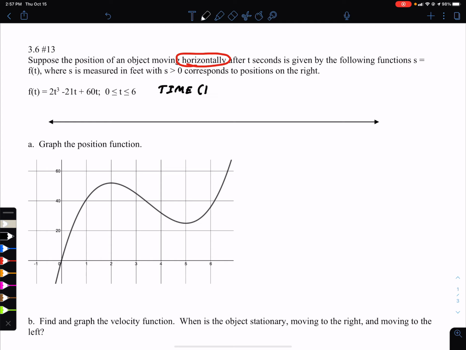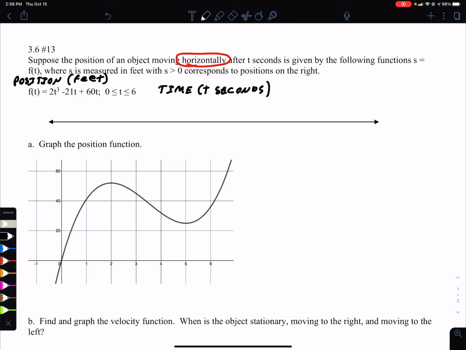Time, which is t seconds. Let me back up. Seconds. And we have to realize that this is the position function. You should know the derivative of the position is velocity, and the derivative of velocity is acceleration. We'll talk more about that. And s is measured in feet, so the units of the position is feet.